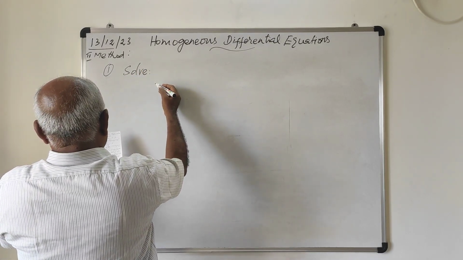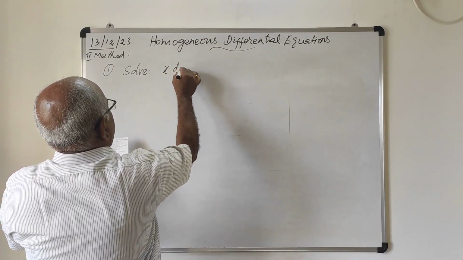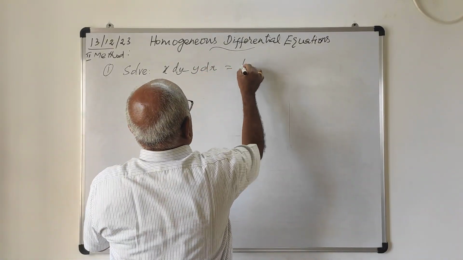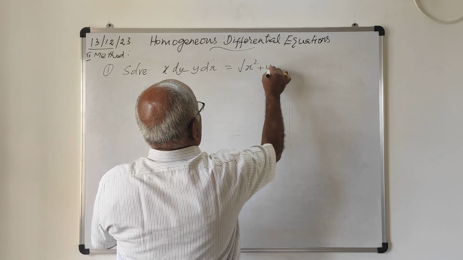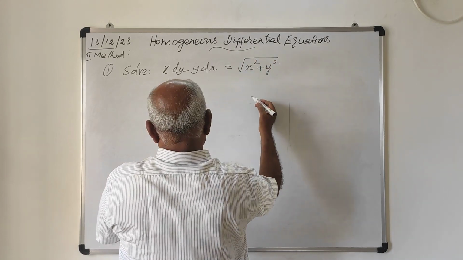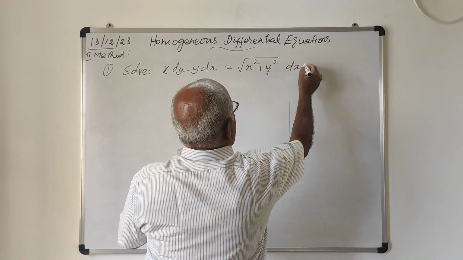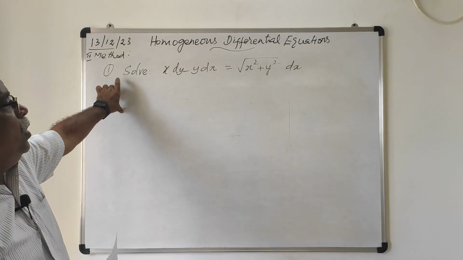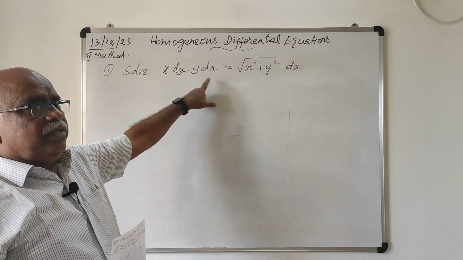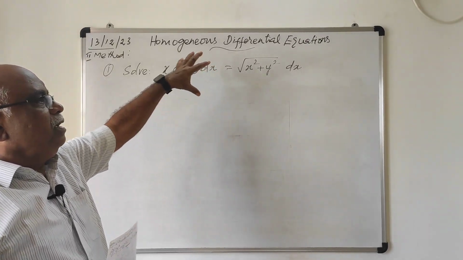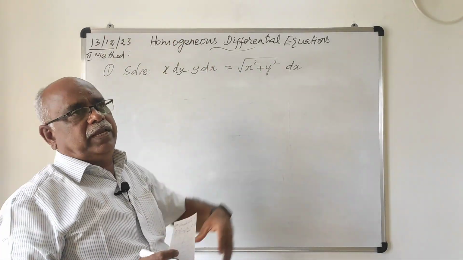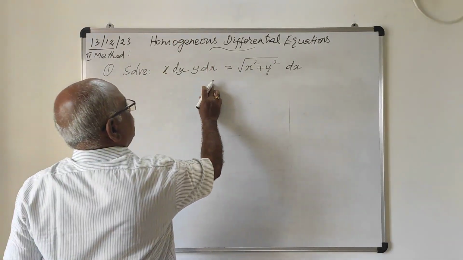Solve x dy minus y dx equal to root of x square plus y square dx. Check whether the equation is homogeneous and solve. That is the problem. You have to check the homogeneity of this equation, and if it is homogeneous, you have to solve the equation.